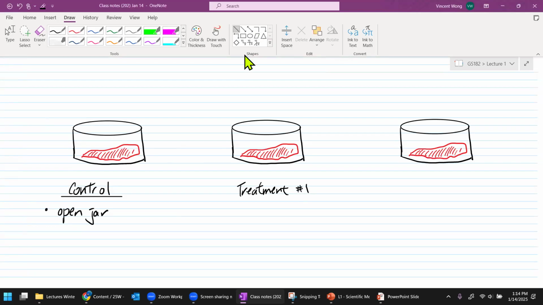This is treatment number 1. How many things can we change between control and treatment? 1, that's right. And he put a net on it. Okay, so this one is a jar with net covering.